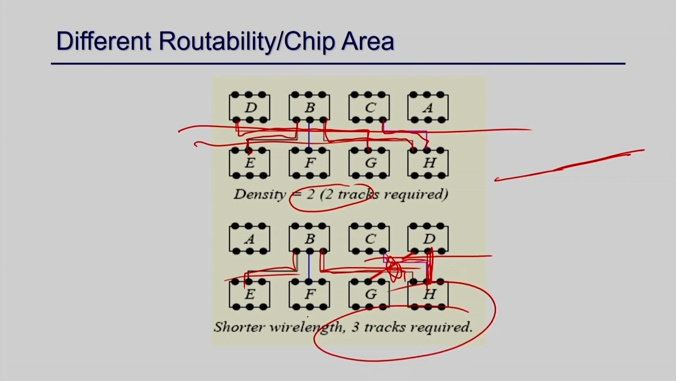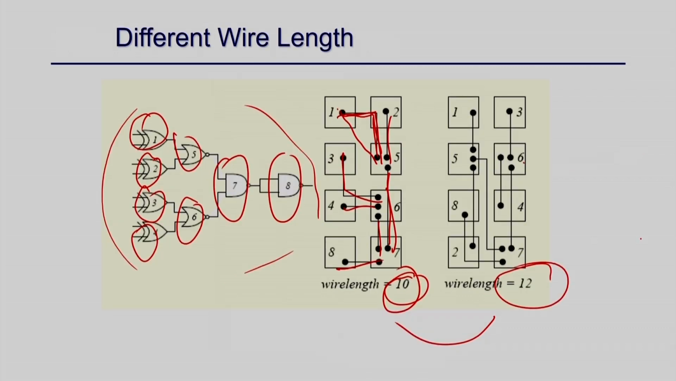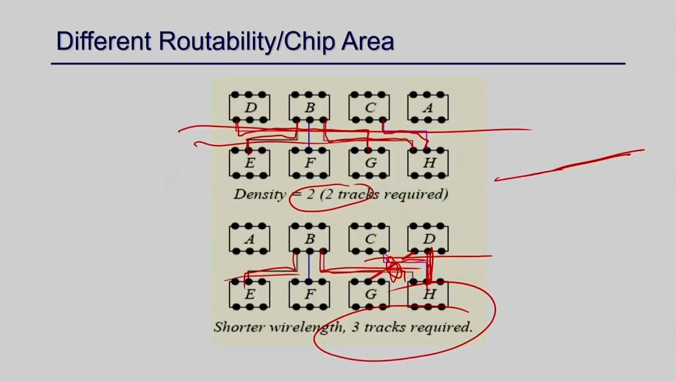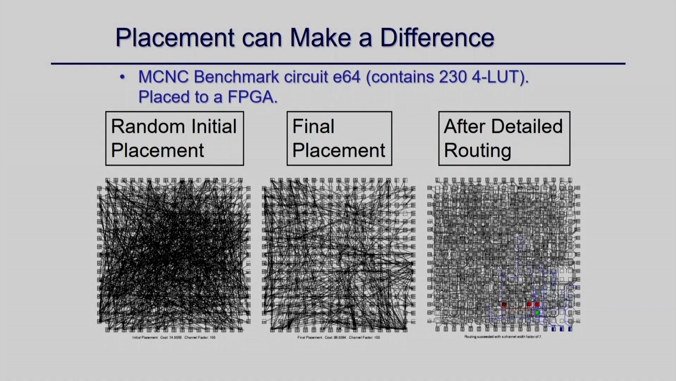Just to give an example, here is something: even after floor planning, there is a lot of opportunity to do some reorganization of your blocks, so that you can reduce the total wire length as well as the total number of track requirements. So this is the objective of the placement step.